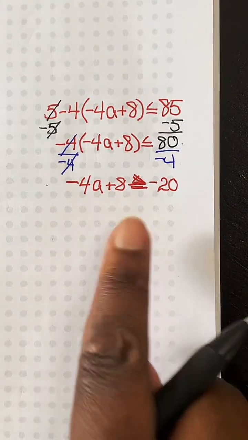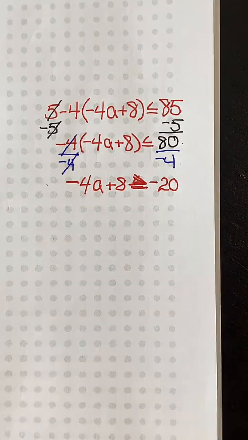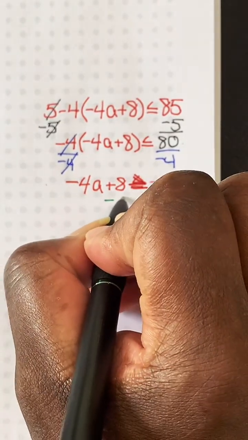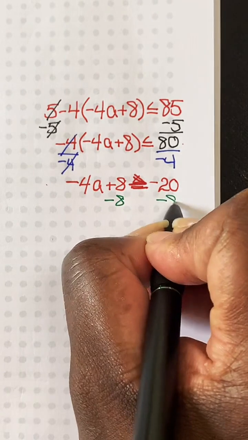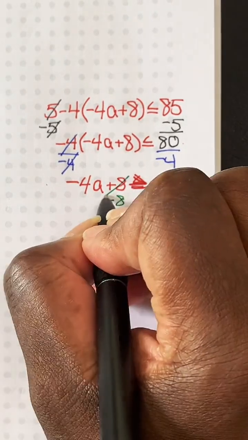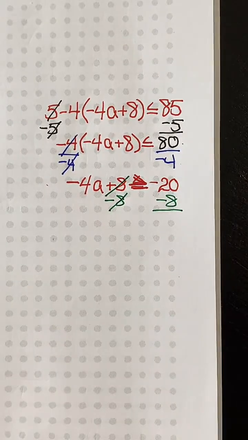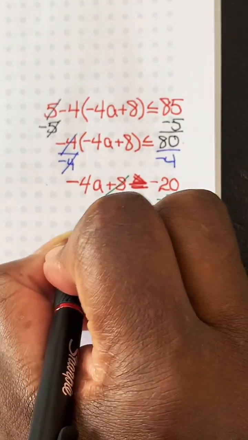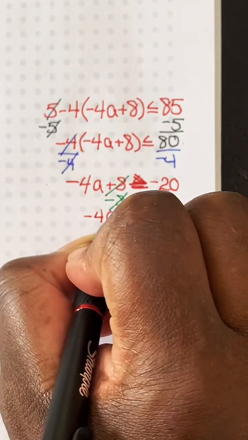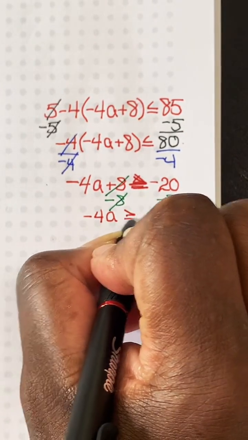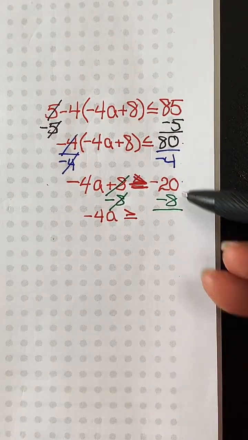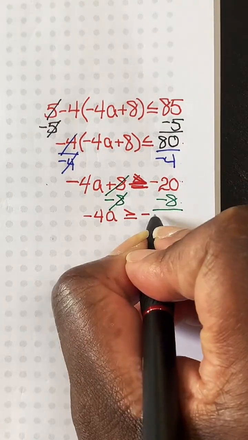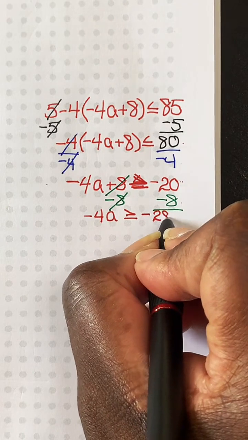So now I want to solve for a. What I'm going to do is subtract 8 on both sides. So -8 and +8 cancel out, bringing down my -4a is greater than or equal to -20 minus 8. Since they're both negative, that means we got a -28.